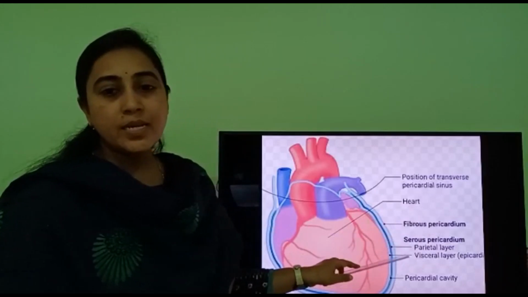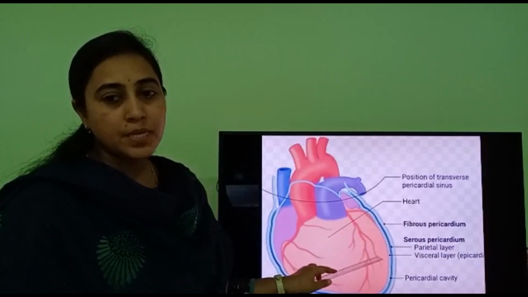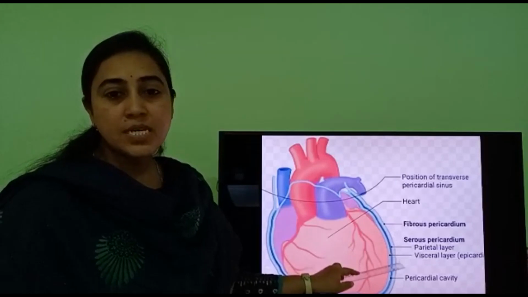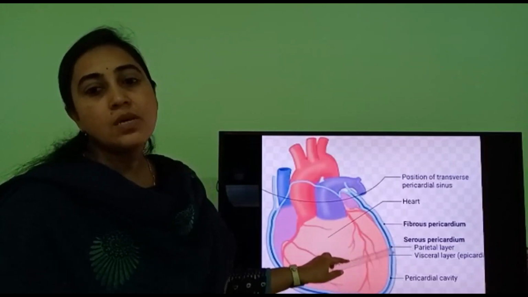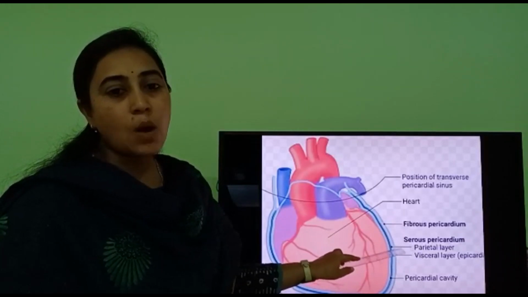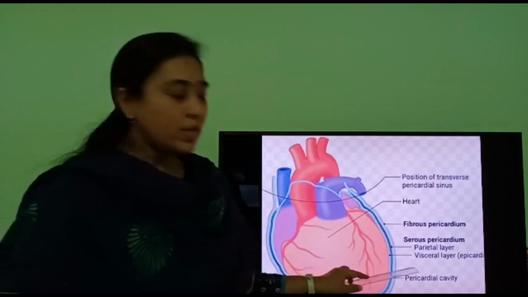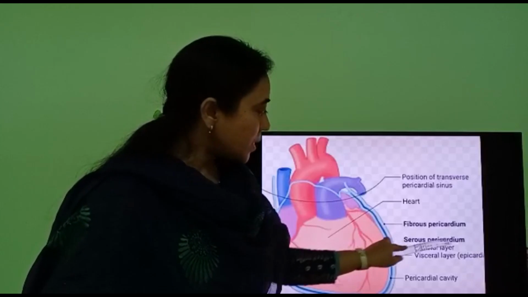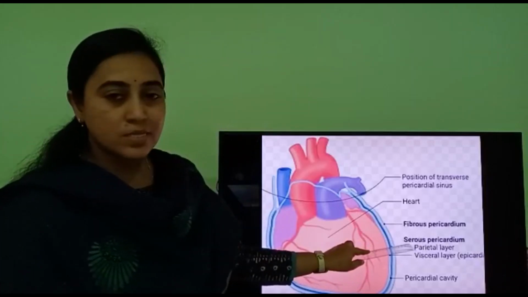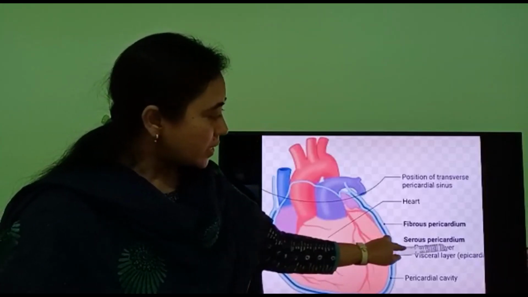The parietal layer is fused with the fibrous pericardium, whereas the visceral layer fuses with the surface of the heart and forms the outer layer, that is called epicardium. Here you can see the serous pericardium. It also consists of two layers: outer parietal layer and inner visceral layer.